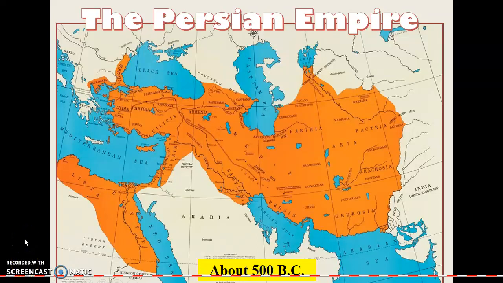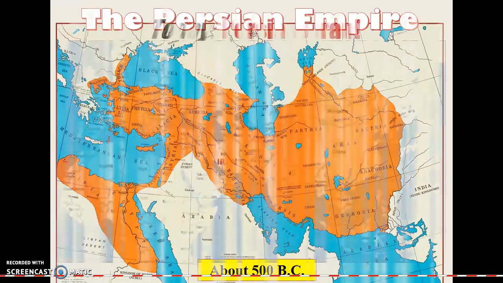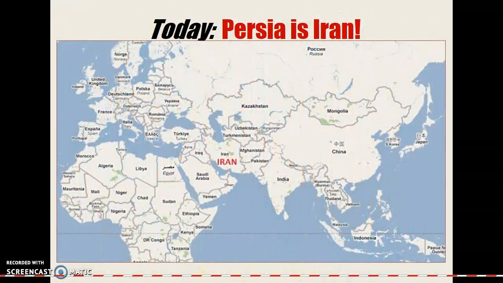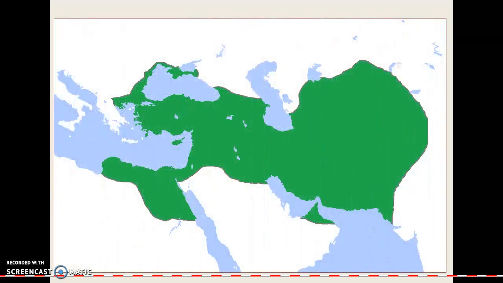Alright, here we go with the last part of our unit on the Fertile Crescent, and this is going to be dealing with the Persian Empire. This is a picture of the Persian Empire around 500 BC. Persia is now located in modern-day Iran, as you can see here. And here again is an outline view of the Persian Empire.